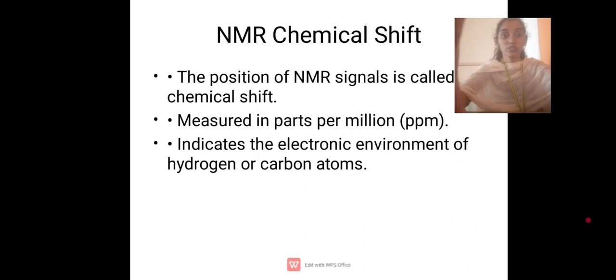NMR chemical shift. The position of NMR signals is called the chemical shift. It is measured in parts per million, ppm. It indicates the electronic environment of hydrogen and carbon atoms.